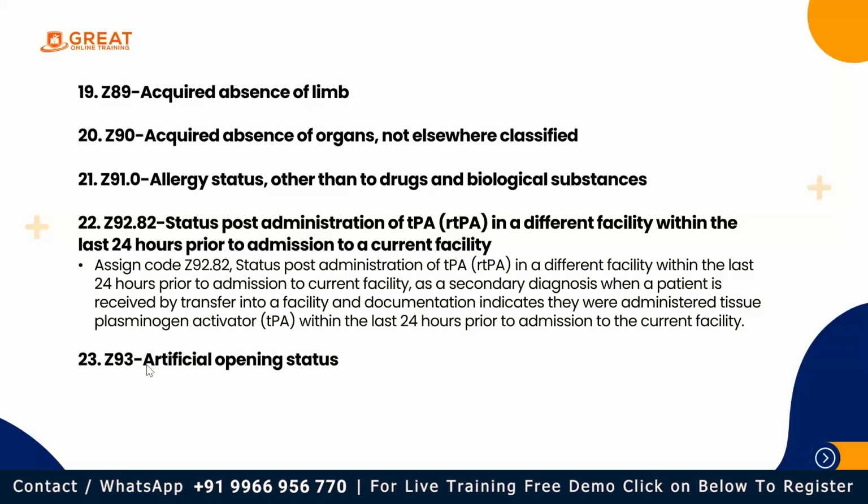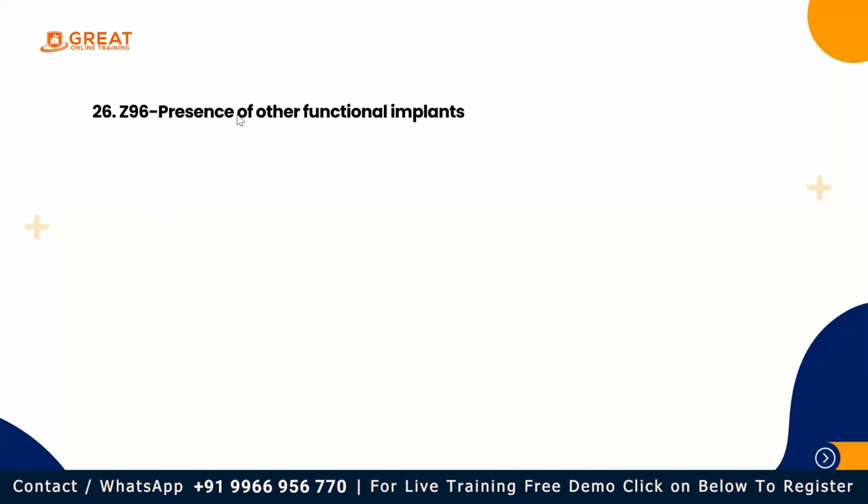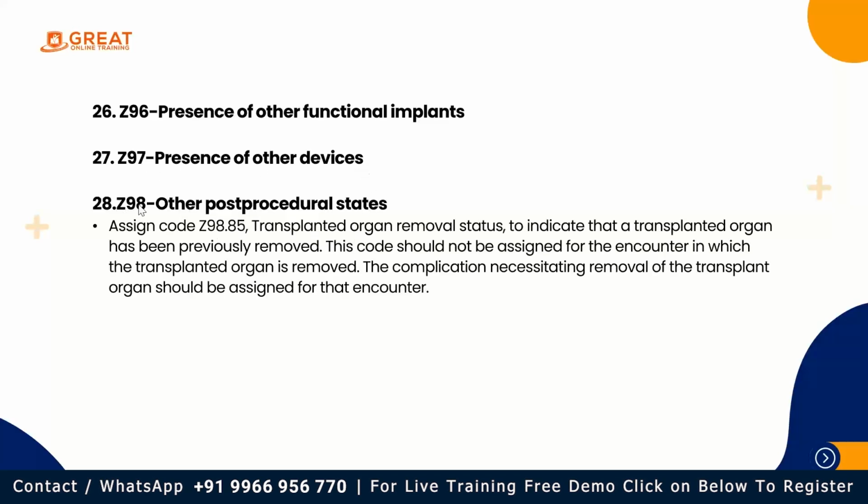Z92.82. Next, Z93 is for artificial opening status. Z94 is for transplanted organ and tissue status. Z95 is for presence of cardiac and vascular implants and grafts. Z96 is for presence of other functional implants. Z97 is for presence of other devices. Z98 is for other postprocedural status. Assign code Z98.85, transplanted organ removal status.